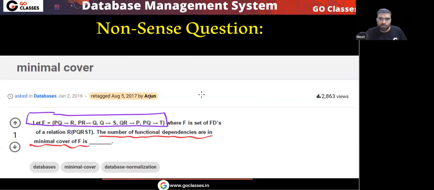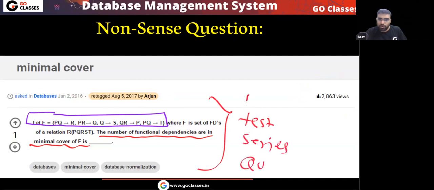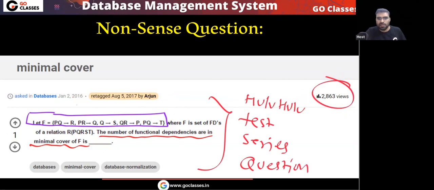But can you notice something beautiful? So many students waste time on this type of question. This is from a test series. I will not tell you the name, but this is from a very popular test series. So you can see so many students waste time. Yes or no?